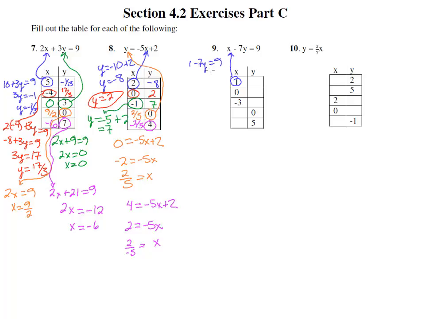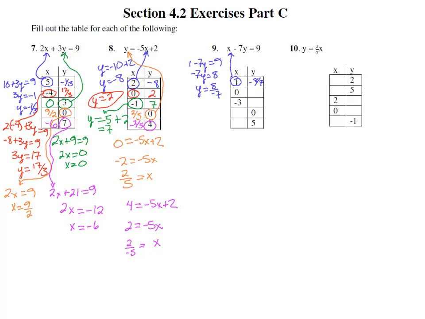9. All right, can we solve that for y? Certainly we can. Subtract 1 from both sides, and we get negative 7y equals 8. Divide by a negative 7, and we get y equals 8 over negative 7, or negative 8/7. We'll put that right in underneath the y.